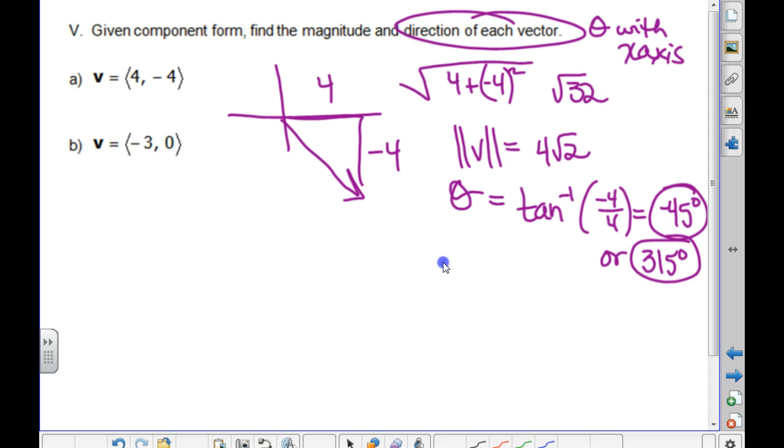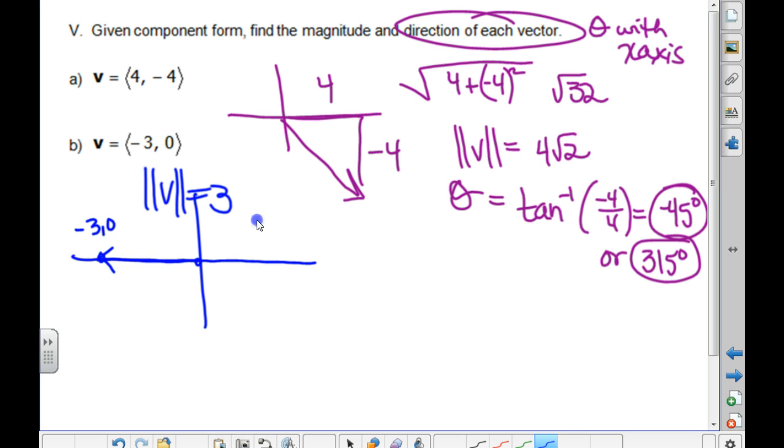And it has 2 equal side lengths. Number, or part B, you need to do less thinking. Not possible. If you go from the origin out to -3, 0, what is the angle it makes with the positive x-axis and how long is it? 180. The magnitude is just 3, and the angle is 180 degrees.